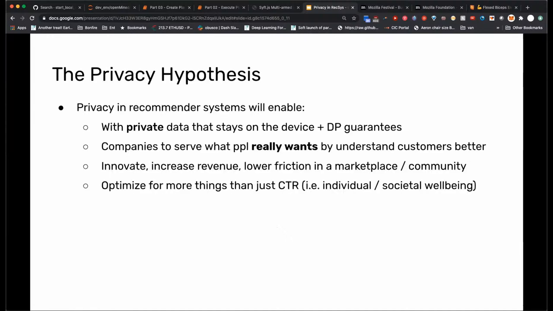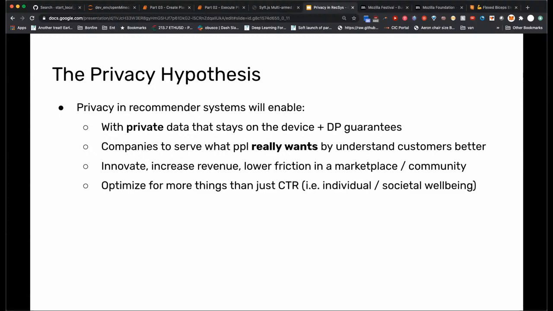So the Rexis team was founded based on this demo and a key hypothesis. And that is that privacy is something that will really enable recommender systems to best serve humanity and also improve company revenue. And here's how that will probably work. So imagine if you're able to provide differential privacy guarantees and only learn from private data that stays on the user's device. What this means is that companies will have the ability to serve what people really want by understanding their customers better, because consumers are more willing to share private data when they understand that this data will be private. This will probably lead to better innovation, increased revenue, and lower friction in marketplaces and communities.